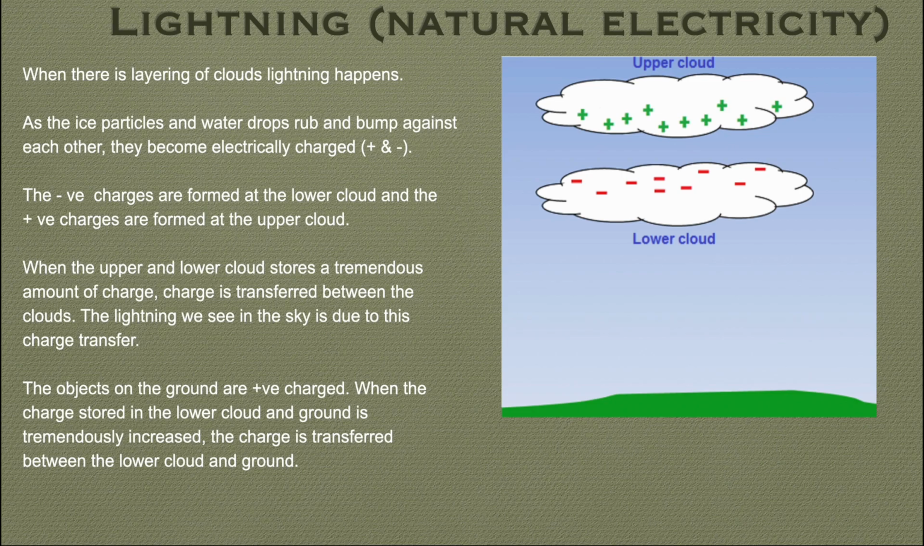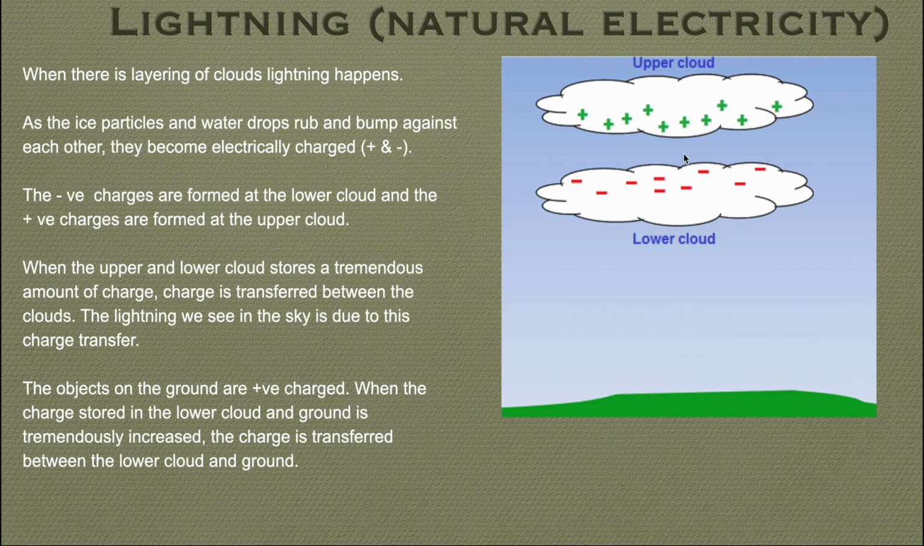Lightning is a form of static energy. How does lightning occur? When there is layering of clouds, lightning happens. As the ice particles and the water droplets rub and bump against each other, they become electrically charged. That's the positive and negatives. The negative charges are formed in the lower cloud and the positive charges are formed in the upper cloud.